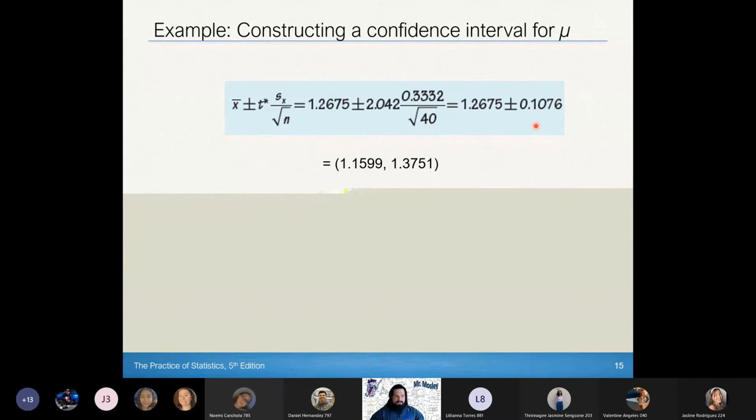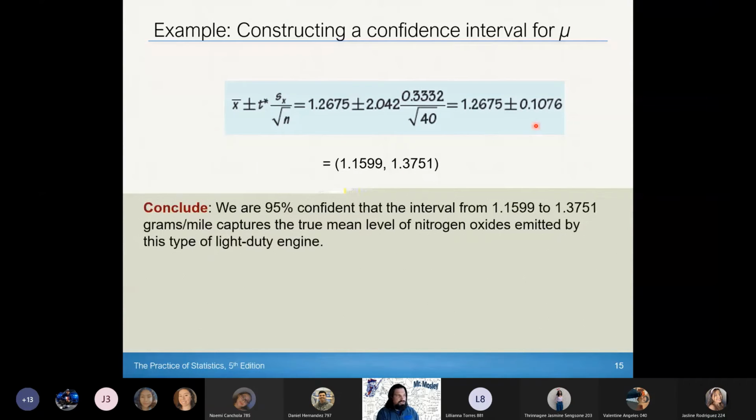Now that we've done all the math, we have our interval for our 95% confidence level. We make our conclusion. We are 95% confident that the interval from 1.1599 to 1.3751 grams per mile captures the true mean level of nitrogen oxides emitted by this type of light-duty engine.